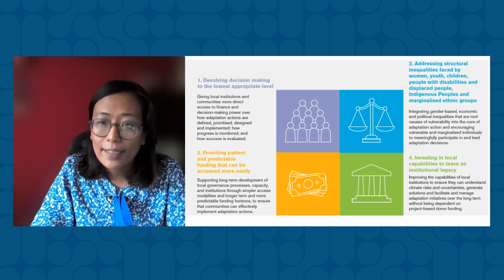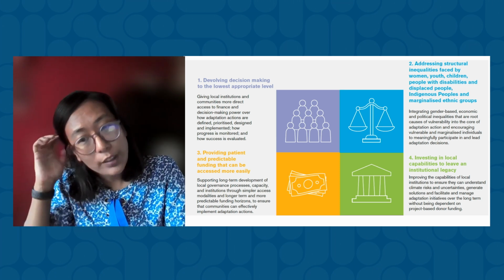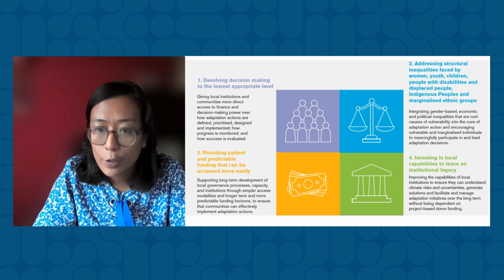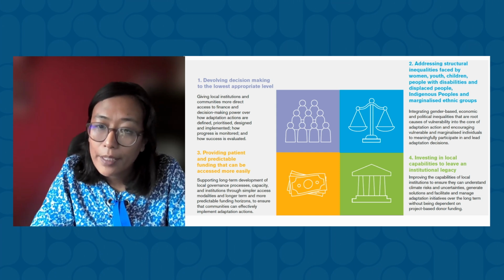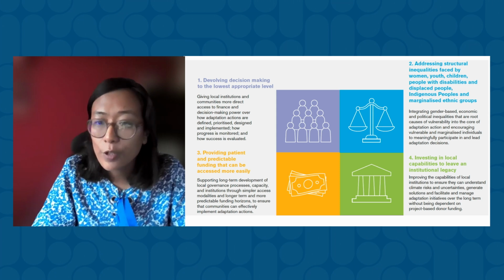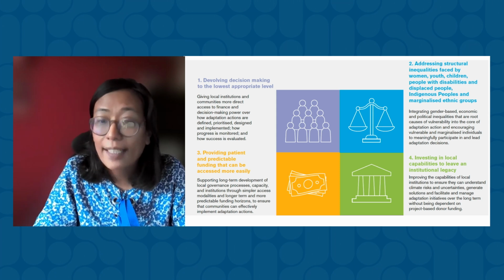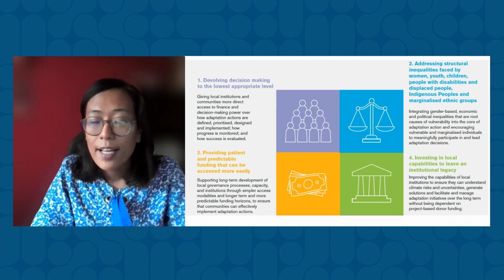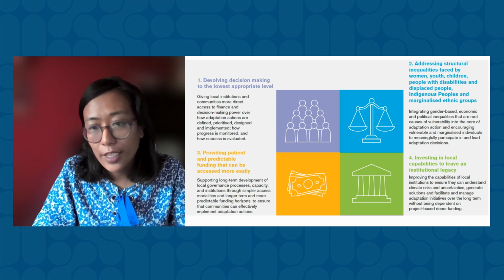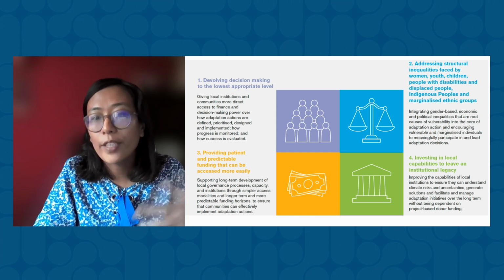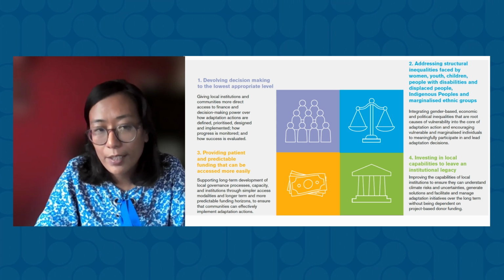So the fourth one is investing in local capabilities to leave an institutional legacy, which focuses on improving the capabilities of local institutions to ensure that they can understand climate risk and uncertainties, generate solutions, facilitate and manage adaptation initiatives over the long term without being dependent on project-based donor funding.